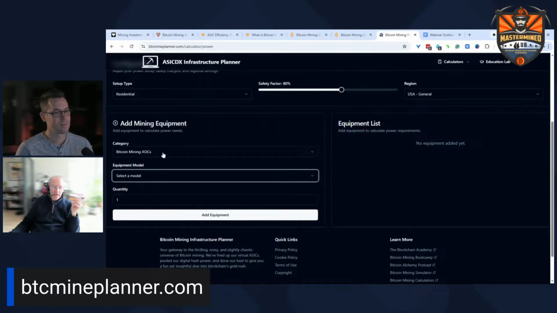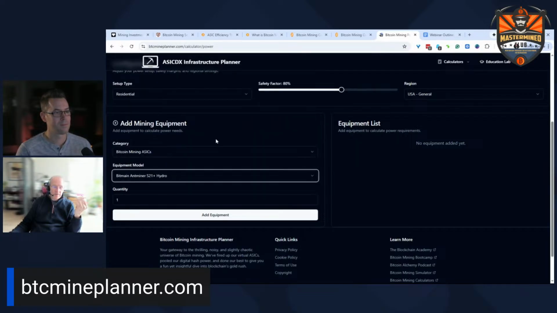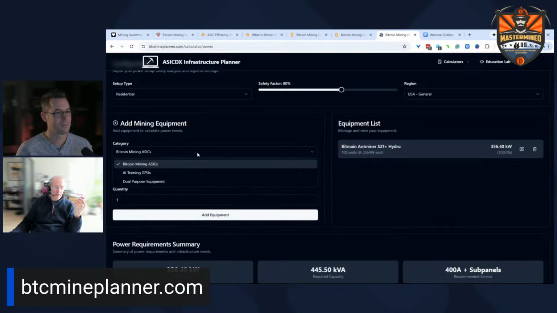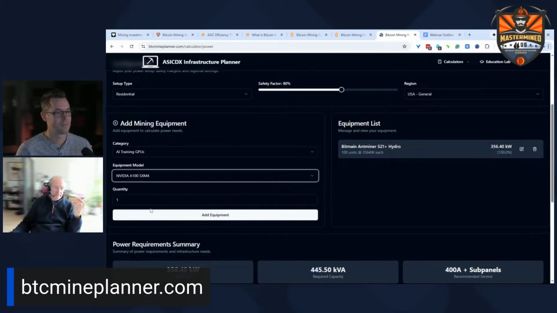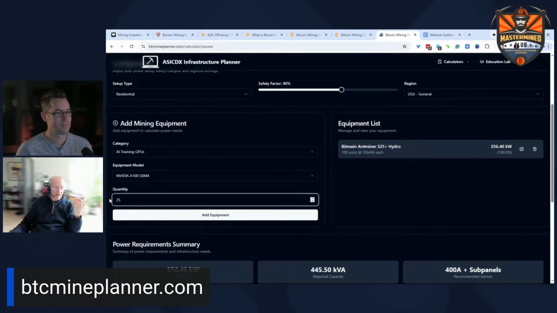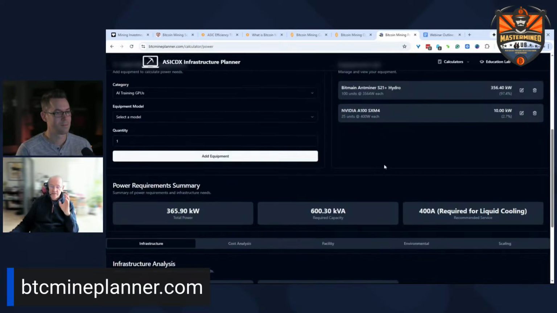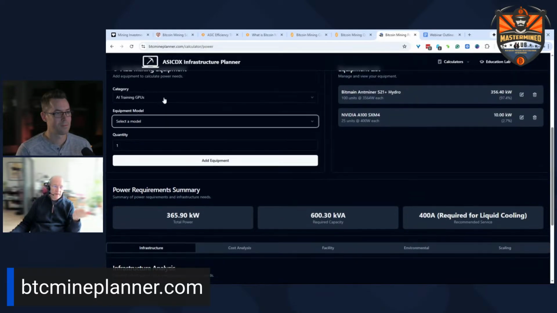And of course, for the Bitcoin mining, you can choose various ASIC models. I'm going to add, just arbitrarily, 100. I'll add that equipment, but I want to have some AI training GPUs, and I can then look at the NVIDIA tools out there, and I'm going to have 25 of those. What it's doing here is telling you, for this equipment, what your power requirements are. Do I have the ability to get power to my facility to run these things? Well, what happens if I choose something that's even more power?